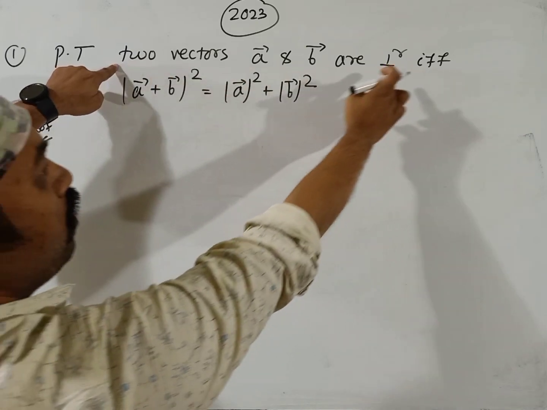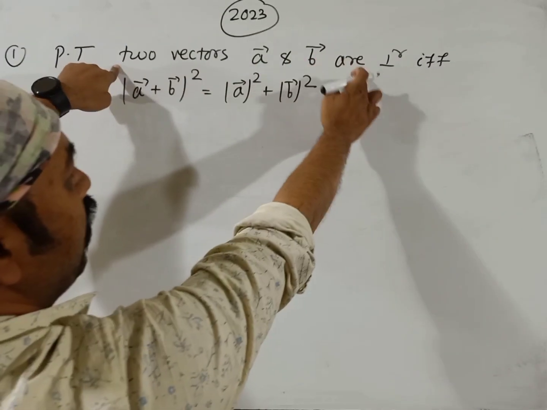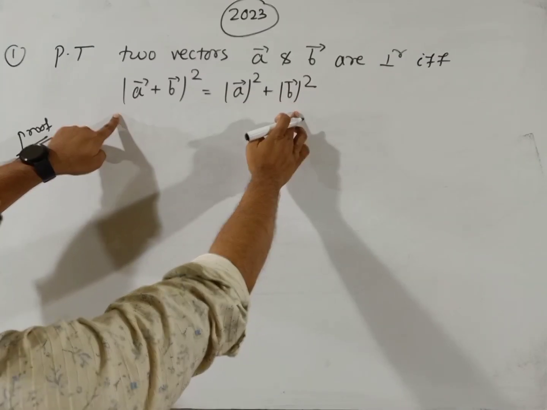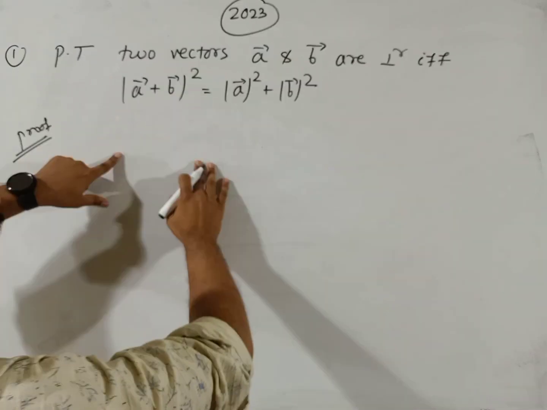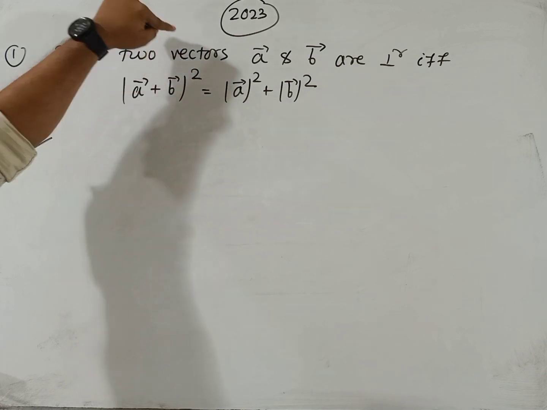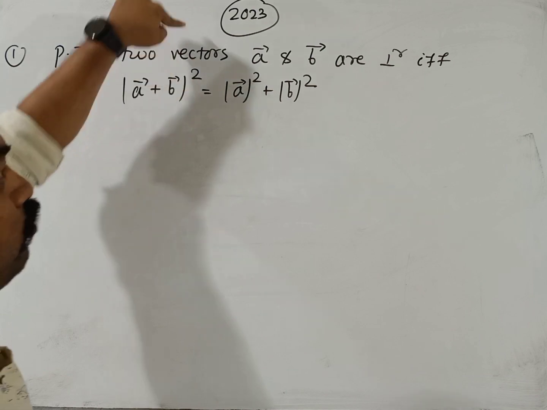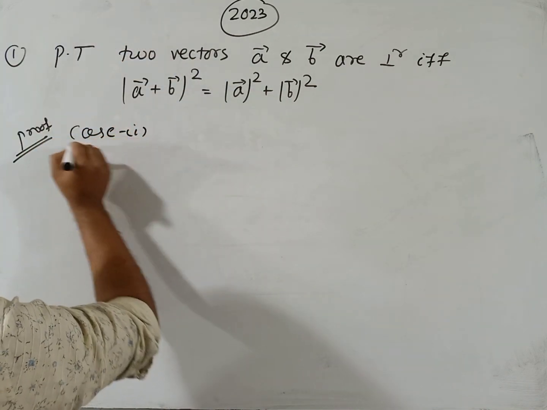Here it is the left hand side data: two vectors A vector and B vector are perpendicular. Here it is the left side data and here it is the right side data. This condition is the right hand side data. So in case number 1, we have to prove this problem from left side to right side, and in case number 2, we have to prove it from right side to left side. So here it is the case 1.